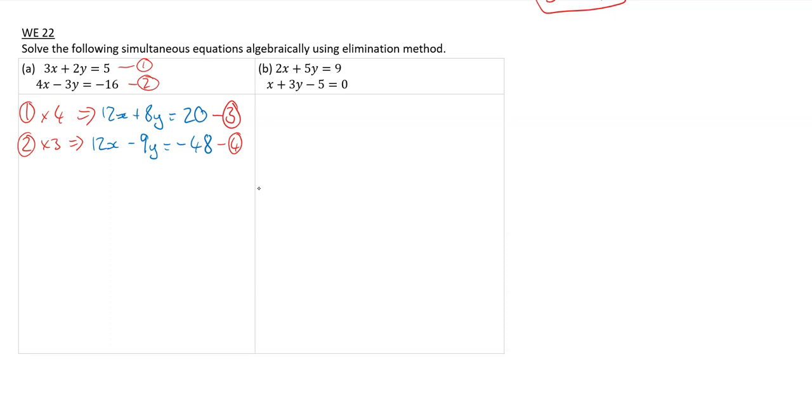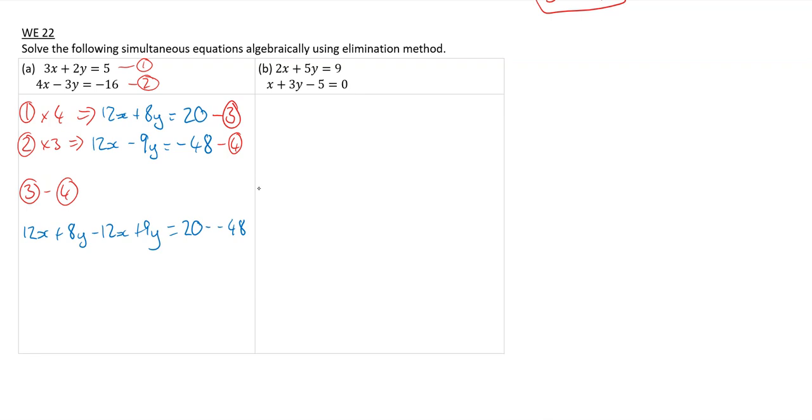So let's go equation 3 minus 4. So I'll take 4 away from 3. So then I've got 12x, let's go blue for some reason. Let's go 12x plus 8y minus 12x plus 9y. Why is it plus 9y? Because I've subtracted a negative, and it becomes a positive anytime. Equals 20 minus negative 48, which becomes plus 48, but I'll just leave it like that for now.